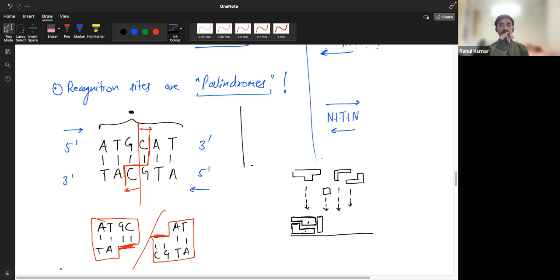Now this makes sticky ends on each strand and helps the action of the enzyme DNA ligase to join the sequences back, or join the sequences with something else.